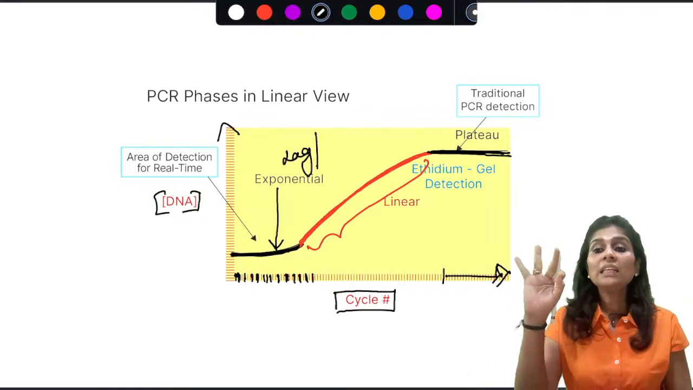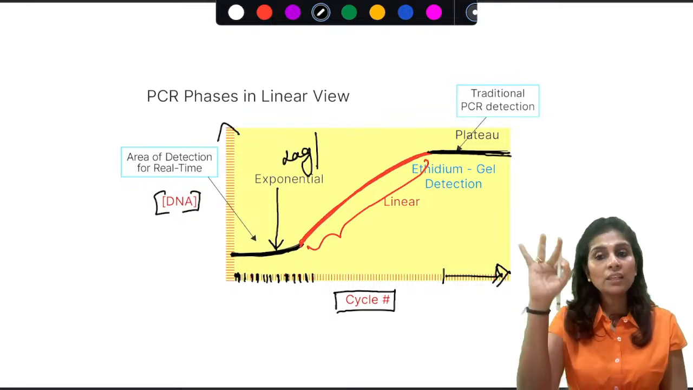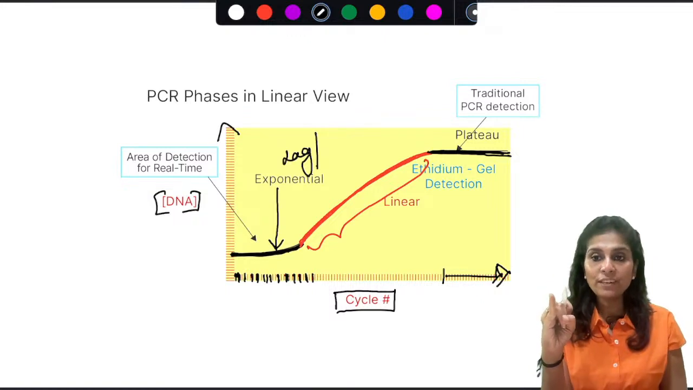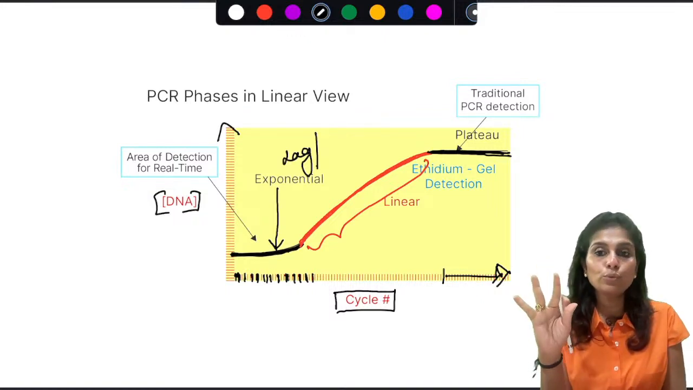So what are the 3 phases of PCR? Any PCR goes through these 3 phases. The initial phase is a lag phase or exponential phase. And then there is a rapid linear phase. And finally, there is a plateau phase.